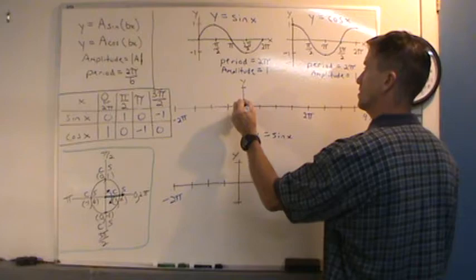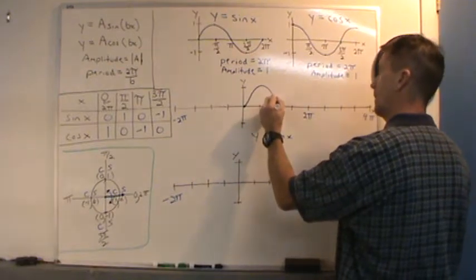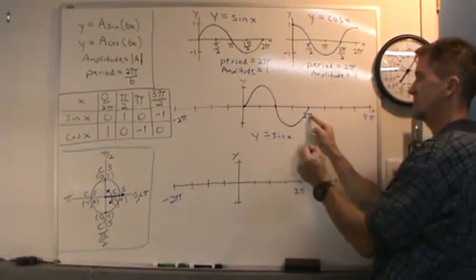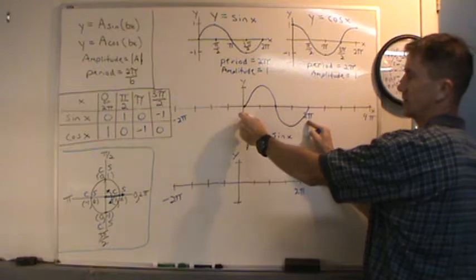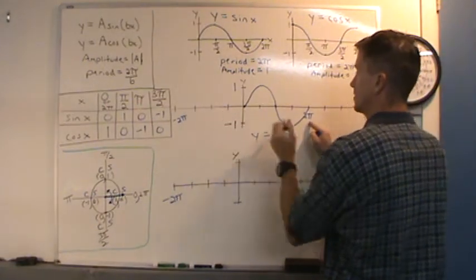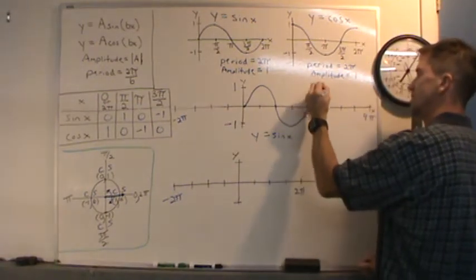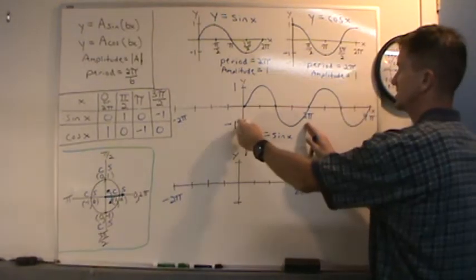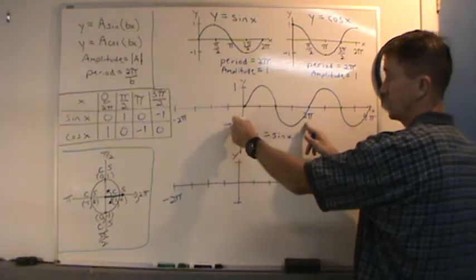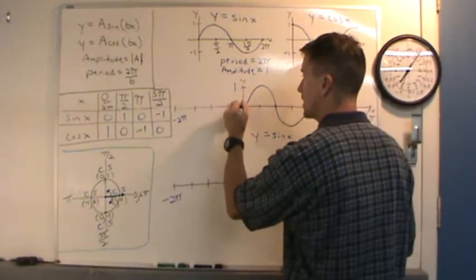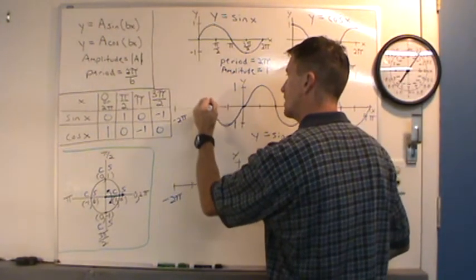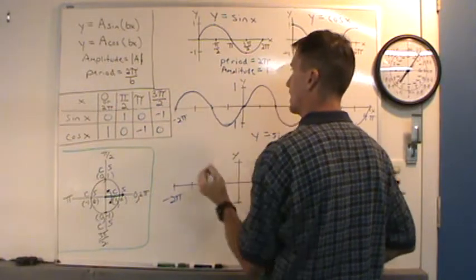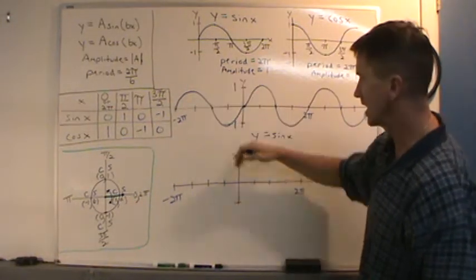Okay, it starts here, goes up, down, back around, there's that one period, okay? Goes up to 1 and down to negative 1. But just repeat this. It's periodic. That's one cycle, that's one cycle, that's one period, that's one period. So we come back down here and go like that. Max 1, min negative 1.